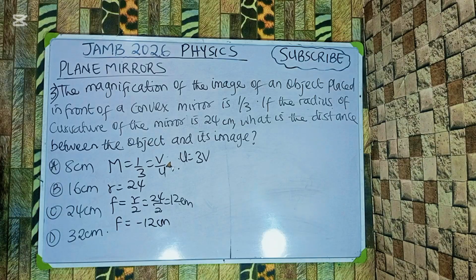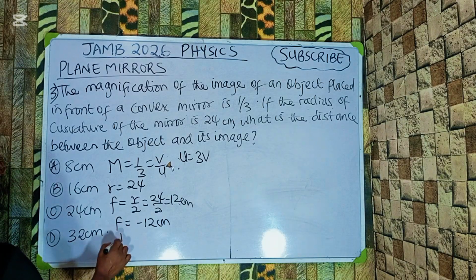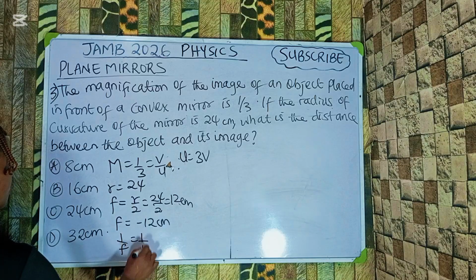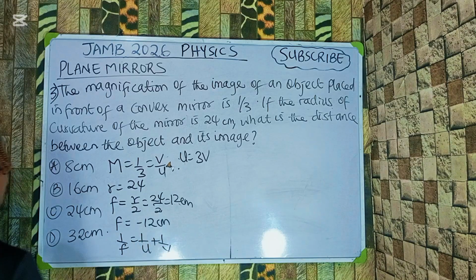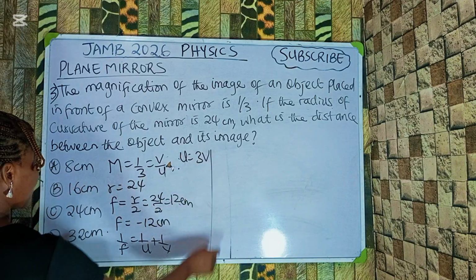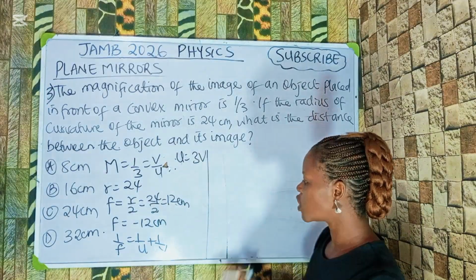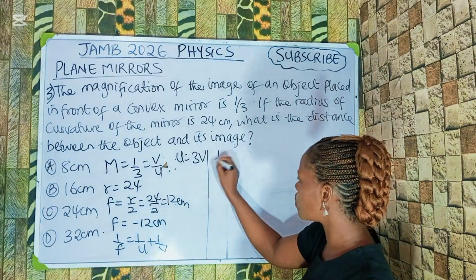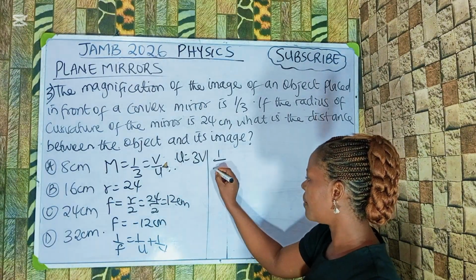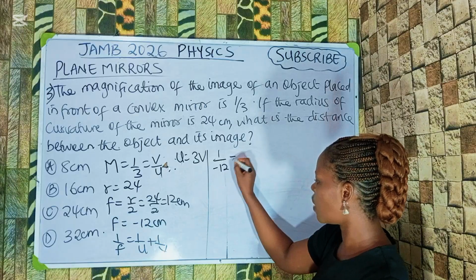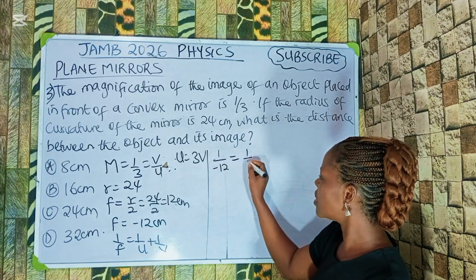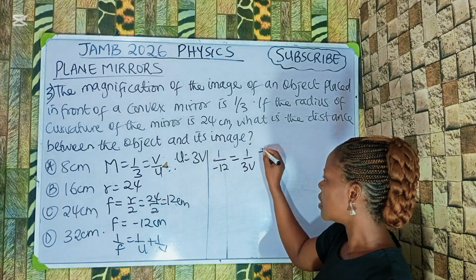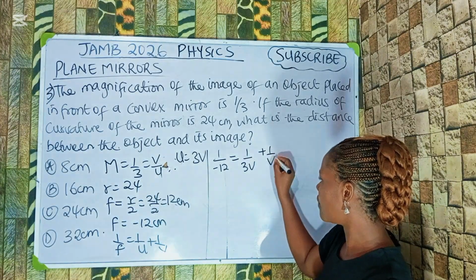So what we are going to do now is use our mirror formula to solve our question, which is 1/f equals 1/u plus 1/v, right? Let's put in what we have. By what we've got so far, we can now put in our values. This is 1 over my f, which is minus 12, equals 1 over my u, which is 3v, then plus 1/v, okay?